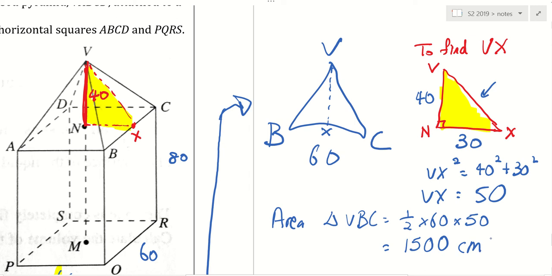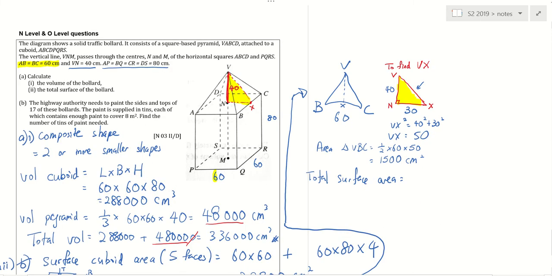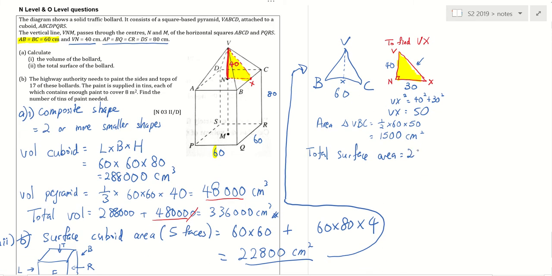How many triangles do I have? 4. So I'm ready to find my total surface area. So total surface area will be what again? 22,800 plus 4 times the triangle. And what's the final answer?